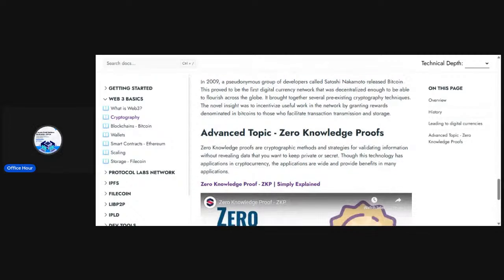For those wondering what zero knowledge is about, zero knowledge proofs are cryptographic methods and strategies for validating information without revealing data that you want to keep private or secret. This technology has application in cryptocurrencies. The applications are wide and provide benefit across many areas.